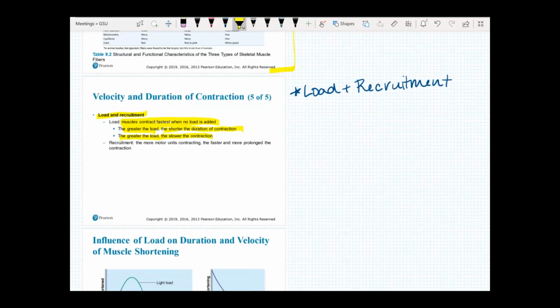And then the recruitment will actually be talking about size principle a little bit as an overview. The more motor units you have, the more you will maintain the contraction and the more you will be able to produce a greater force. So the faster and the more prolonged. So load and recruitment does factor into that.